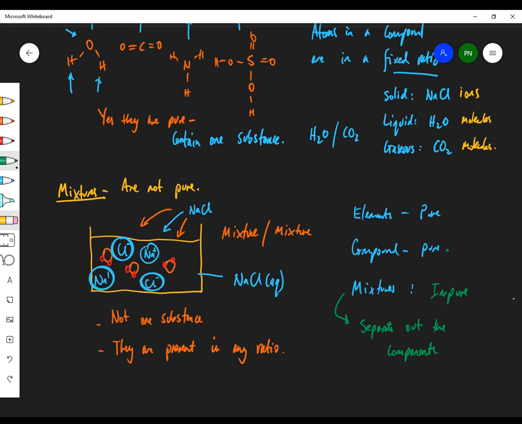We can't separate out the components of an element because there's only one thing there. So elements are pure, compounds are pure, but you can actually separate a compound if you wanted to. You could take water and create hydrogen and oxygen from it, but it's not very easy. You can't do it in a laboratory easily. But mixtures are easy to separate because the components aren't chemically bonded together.